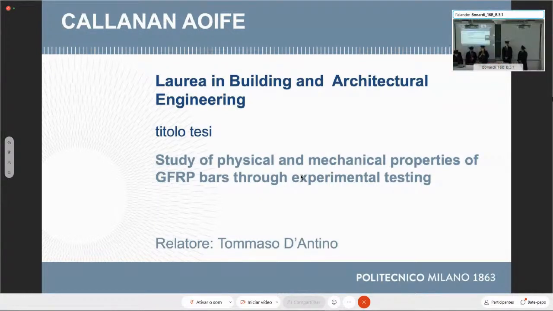Oife Callanan. Where are you, Oife? I know that I'm not pronouncing your name correctly. Study of physical and mechanical properties of GFRP bars through experimental testing. 106. Oife? Ah, ok, in Irlanda o in America. Ok, 106.